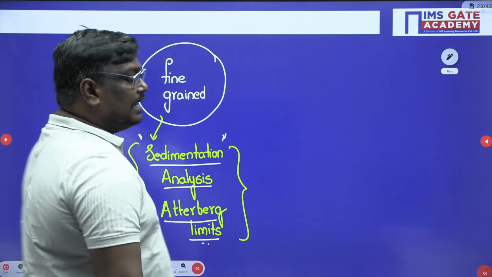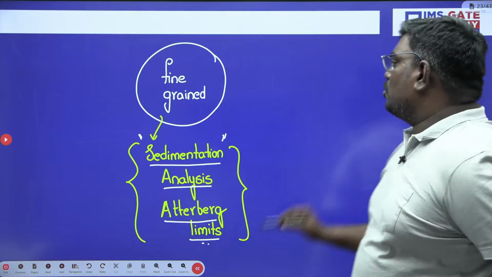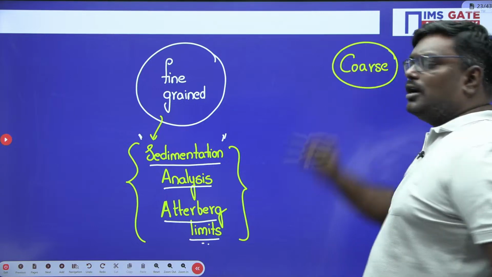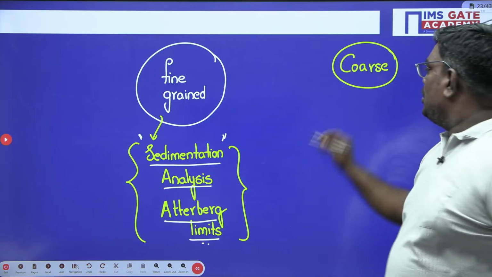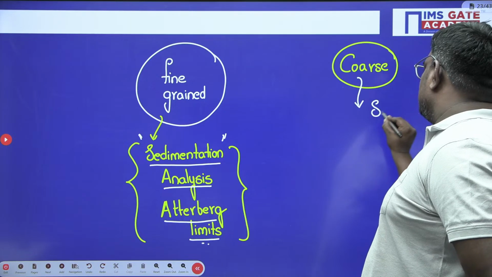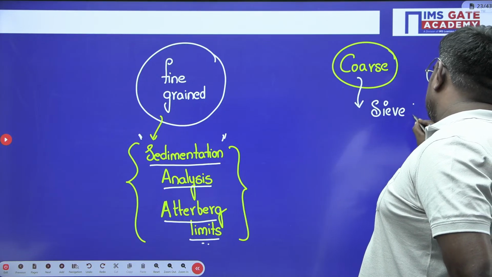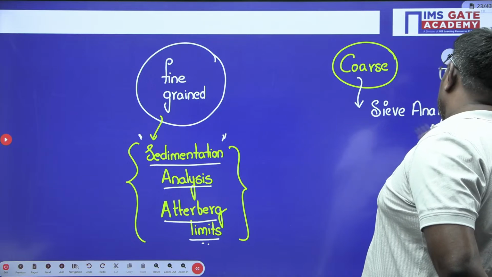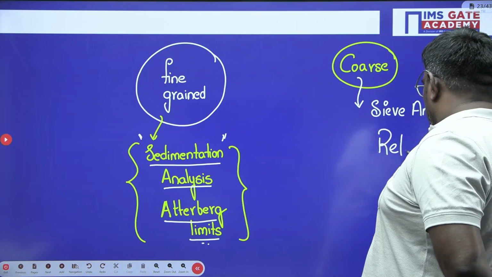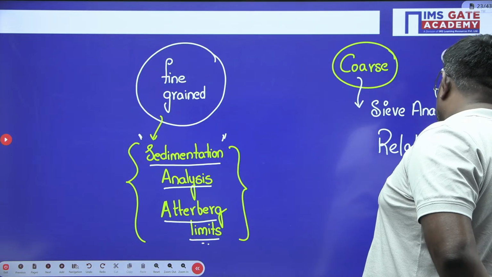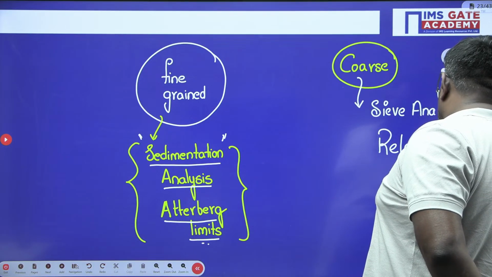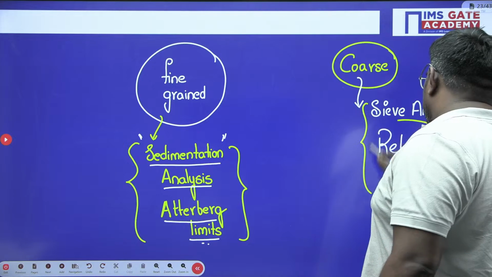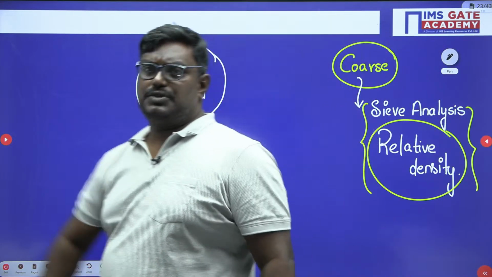Now coming to the coarse grained particles, what is useful for their classification? Sieve analysis and relative density will be useful for classification of coarse grained soils. These two are important. In GATE 24, my dear students, there was a question that came from relative density.